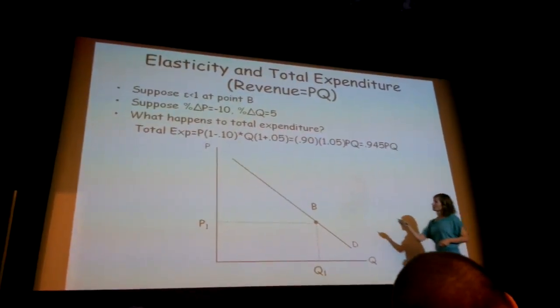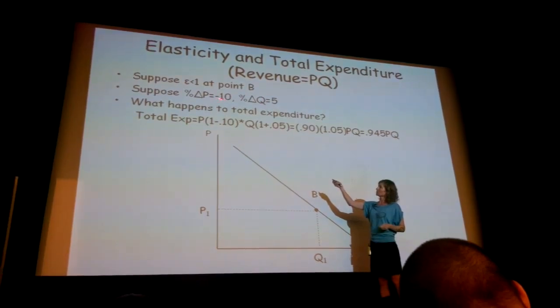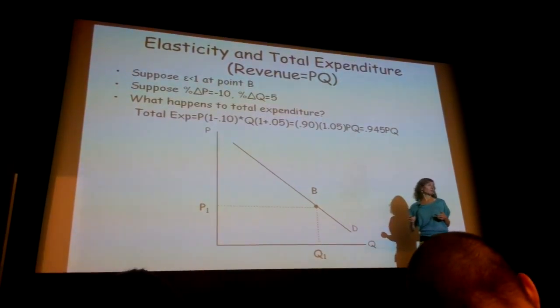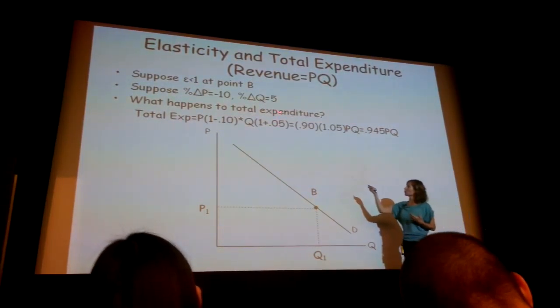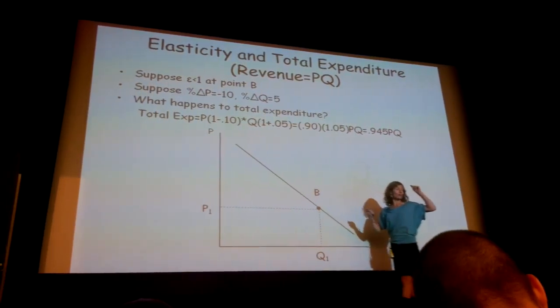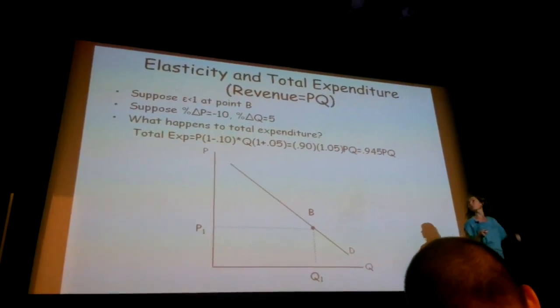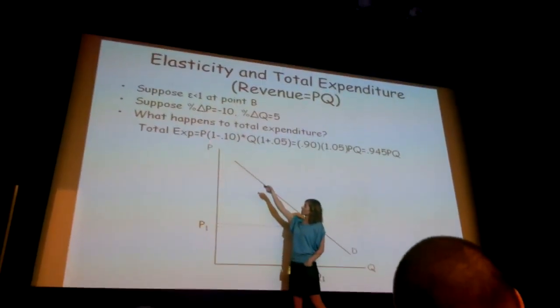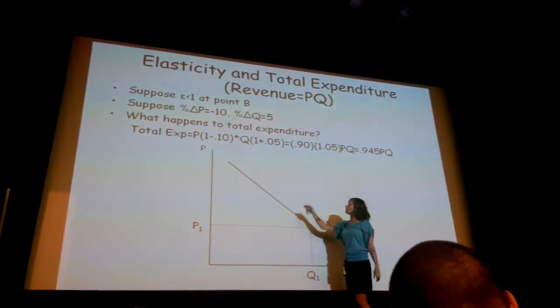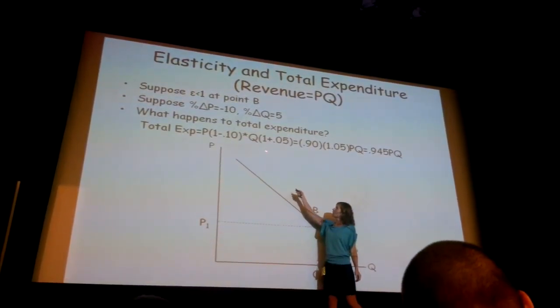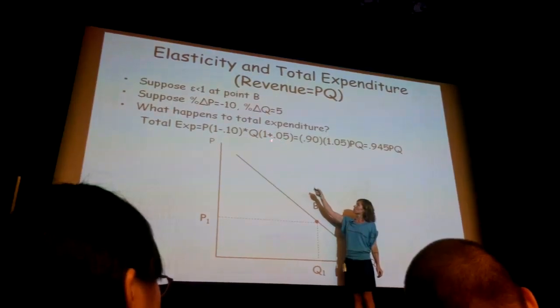Now let's imagine that price falls by 10%, and in response, the quantity demanded increases by 5%. Okay, so again, the percentage change in quantity demanded has to be less than the percentage change in price because we're on that inelastic portion of the demand curve. What's going to happen to total expenditure? Well, again, total expenditure is just price times quantity. But now we've had price drop by 10%. We've had quantity demanded increase by 5%.